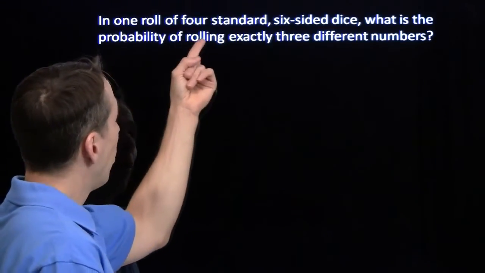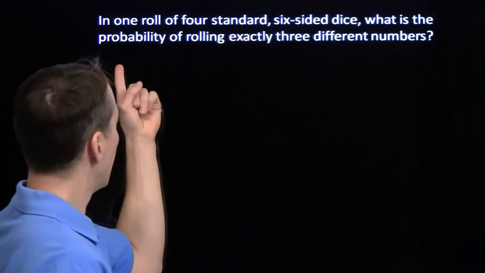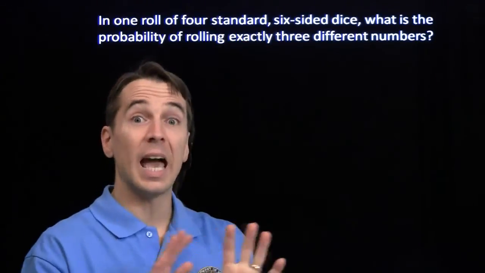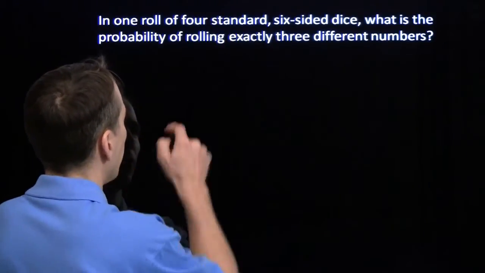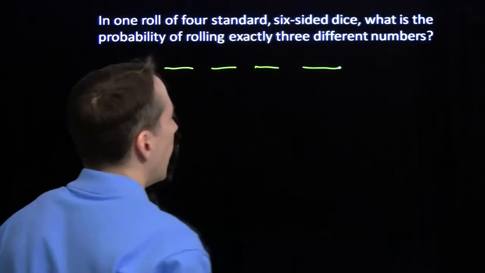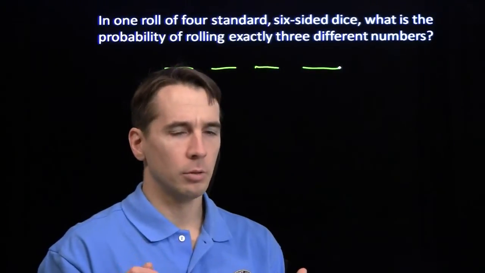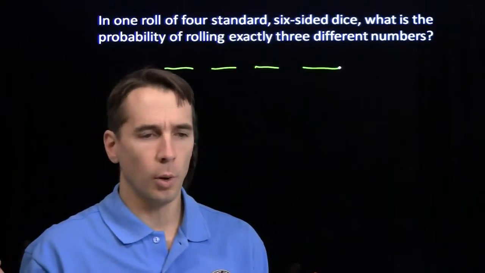Now here we've got one standard 6-sided die, we're going to roll it 4 times. We want the probability of getting exactly 3 different numbers. 3 different numbers. Okay, so we're going to roll the die 4 times. And 3 different numbers, that means, well, one number shows up twice. And the other 2 numbers each show up once.